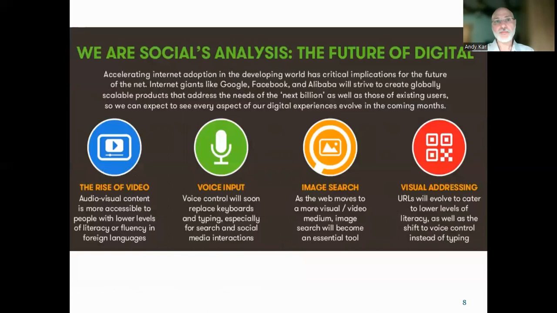Now we have the analysis of We Are Social, and it's an analysis which is focused on the future of digitalization. Accelerating internet adoption in the developing world has critical implications for the future of the net. Internet giants like Google, Facebook, and Alibaba will strive to create globally scalable products that address the needs of the next billion as well as those of existing users. So we can expect to see every aspect of our digital experiences evolve in the coming months.